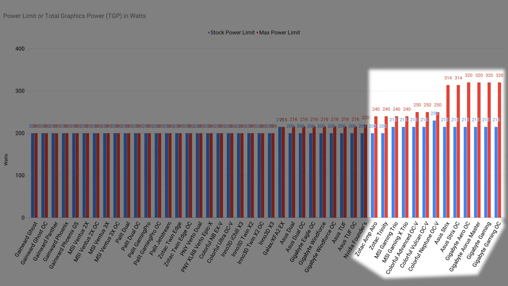These are the cards to get if you're looking to get higher and more consistent performance out of the RTX 4070. I do have to note that the power limits on the Asus Strix are speculated, since there doesn't seem to be anyone that has the Asus Strix RTX 4070 yet. Though it uses the same RTX 4070 Ti TUF PCB, so I speculated that it has the same 314 watt maximum power limit as that card, while retaining the typical 215 watt default power limit like the other RTX 4070s.